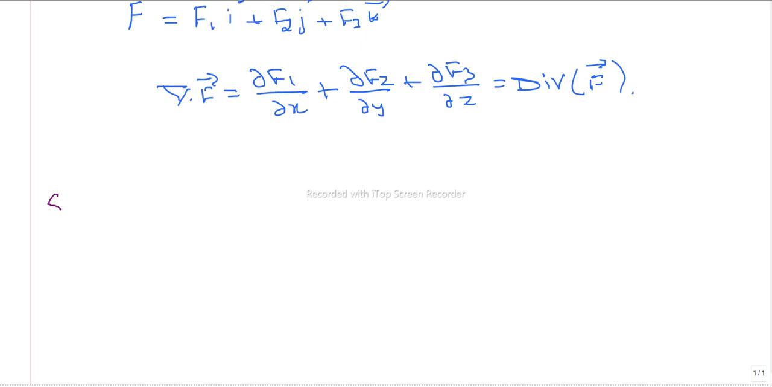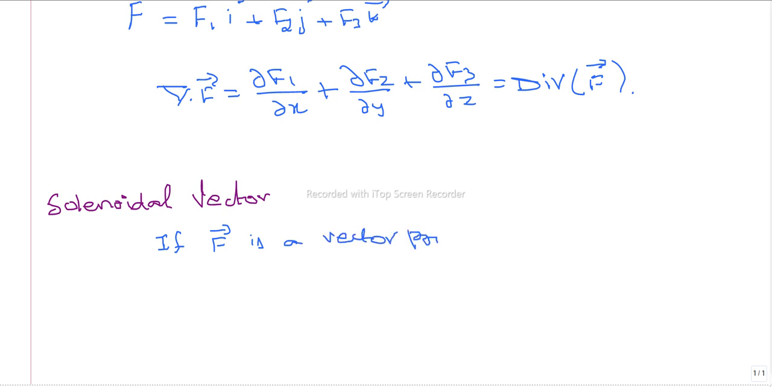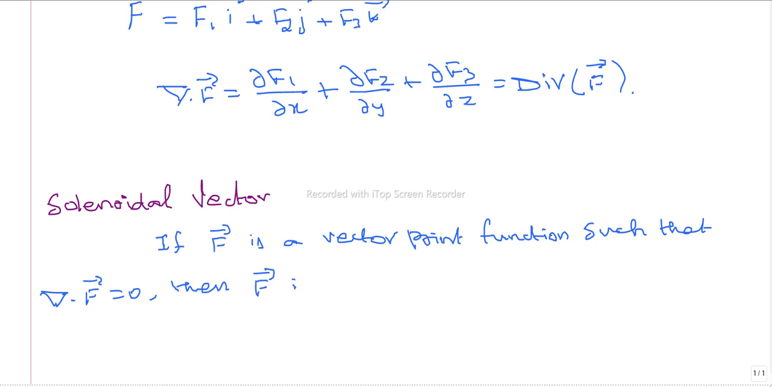So the definition of solenoidal vector: when we say a vector is a solenoidal vector, if f is a vector point function such that del dot f, that is the divergence, is 0, such that del dot f vector is 0, then the vector point function f is called a solenoidal vector.